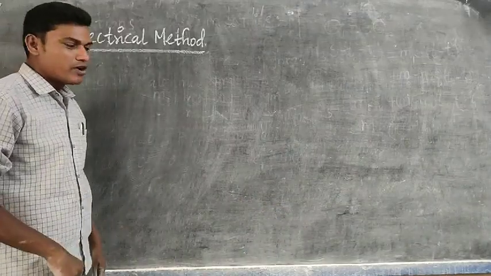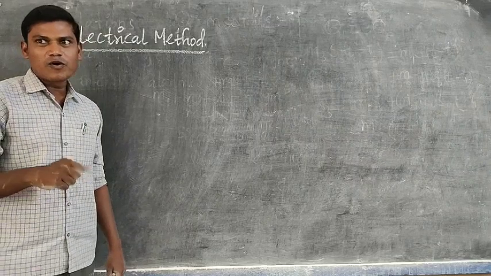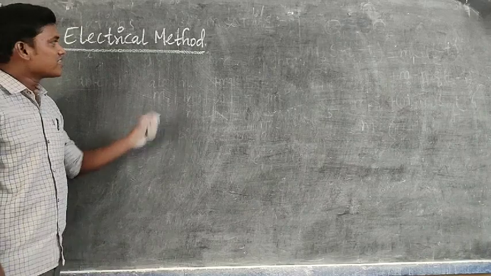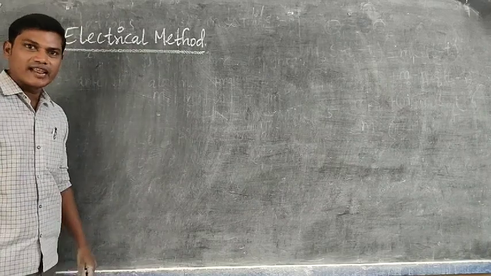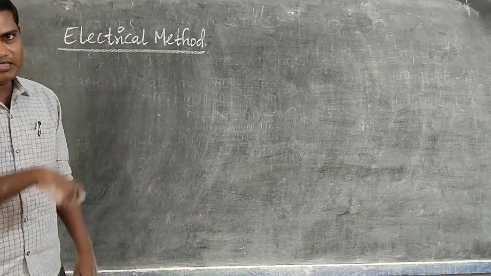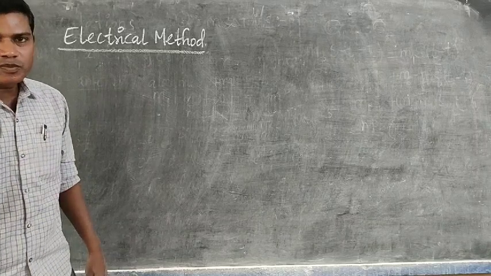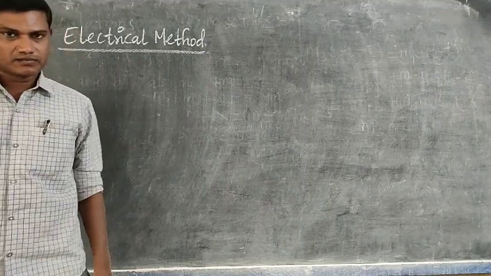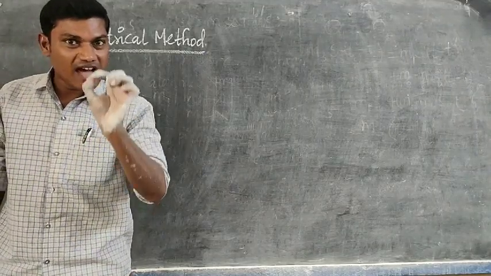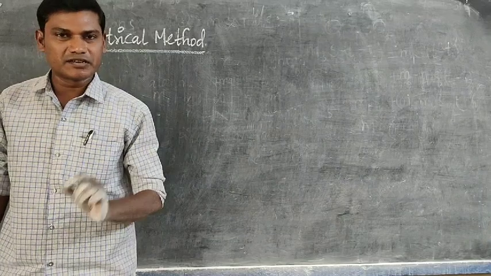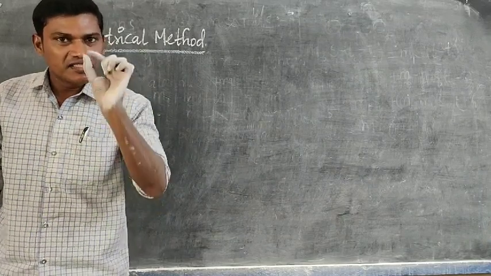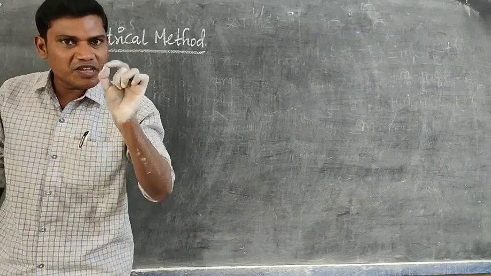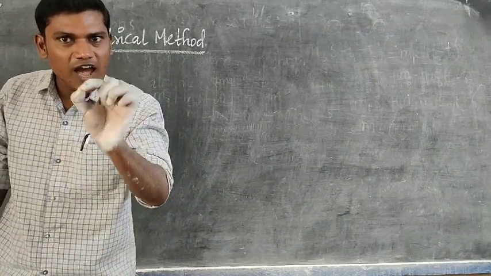Now we discuss one more method. That is the electrical method. In the electrical method, how can we find the specific heat of a solid? We will discuss that. But listen very carefully. This method is not suitable for everything, whether solids, liquids, or any other thing. This method is only suitable to find the specific heat of good conductor solid pieces only.